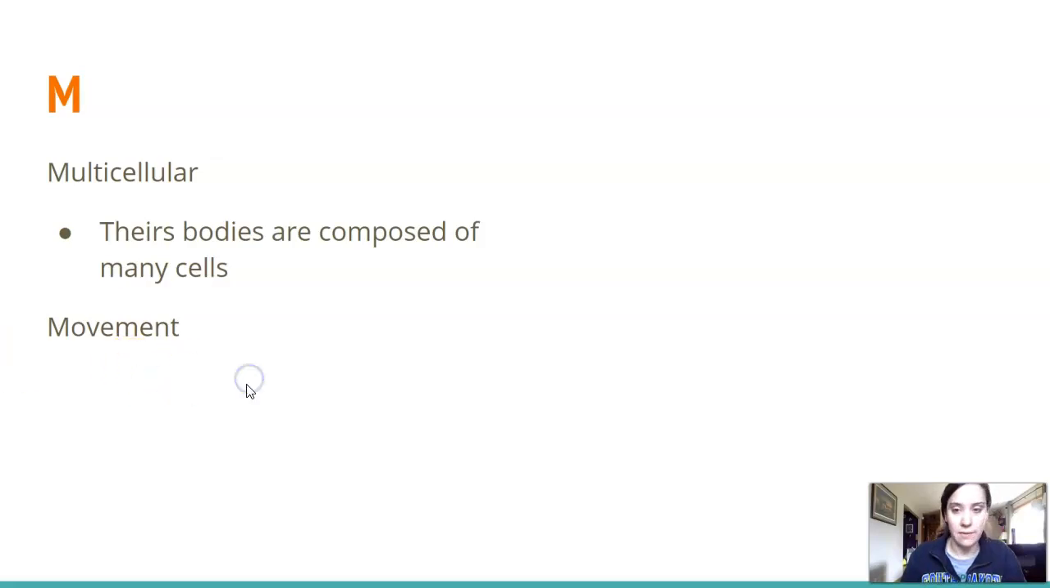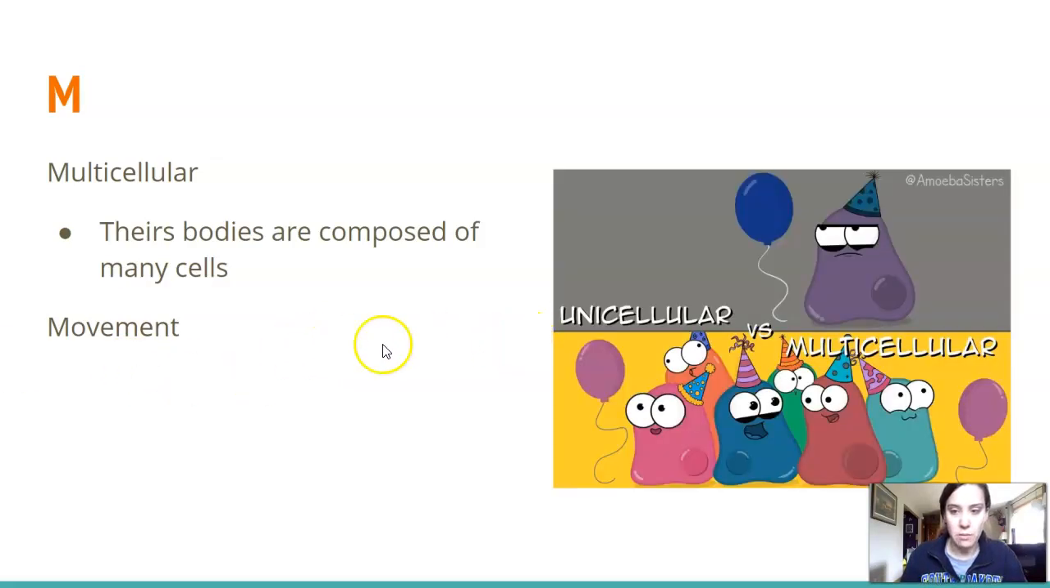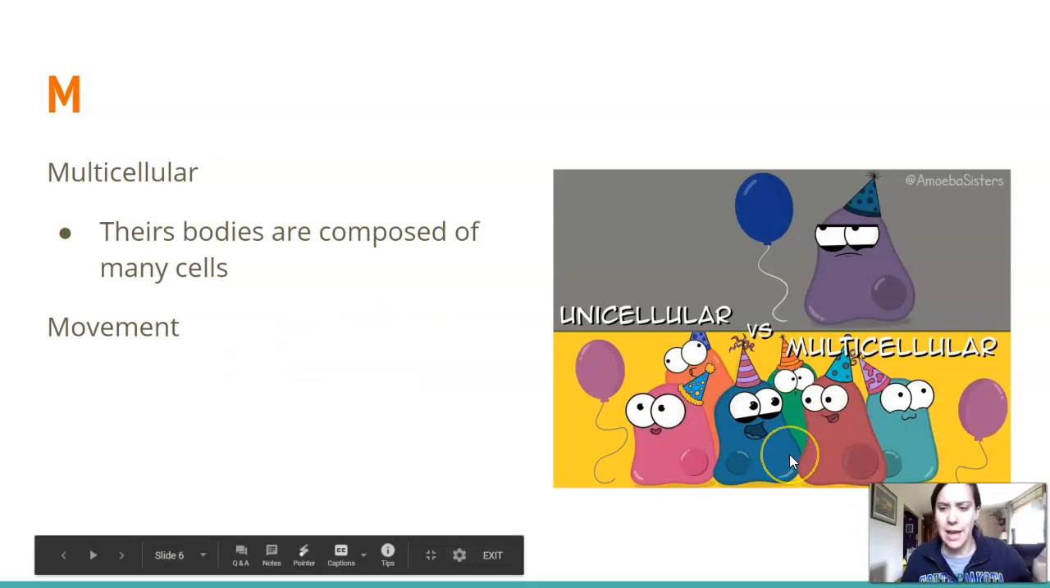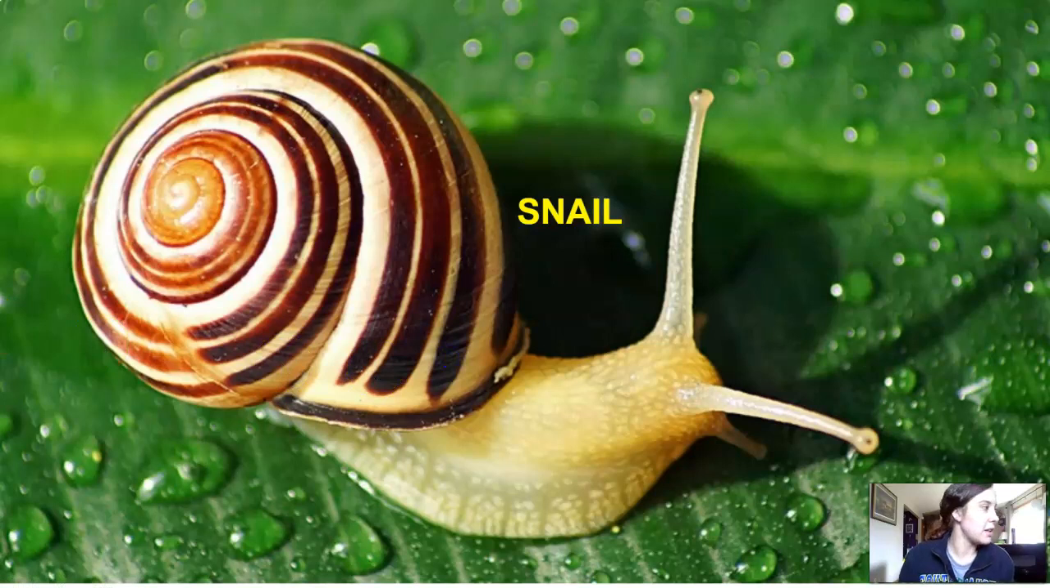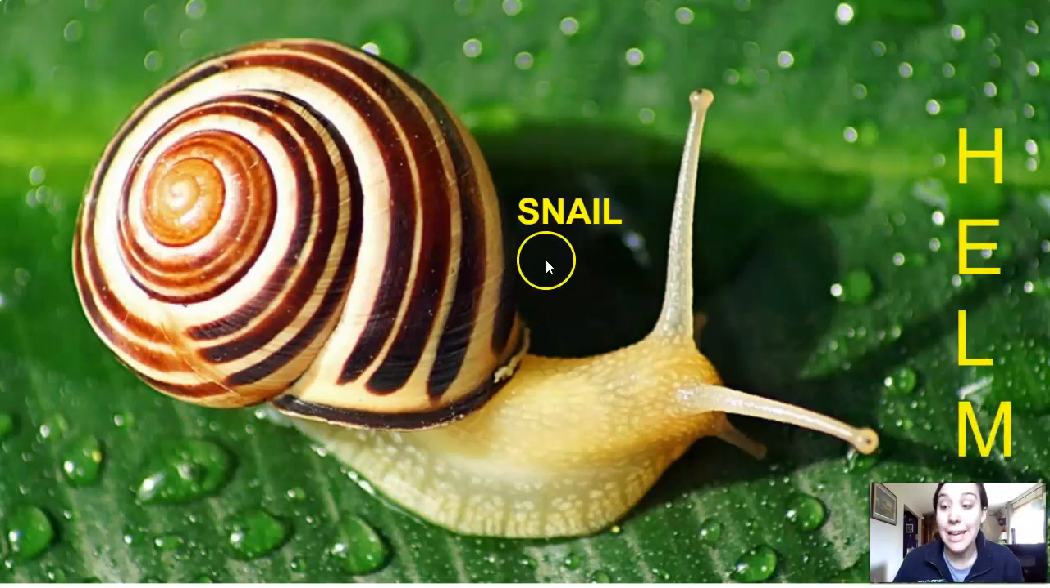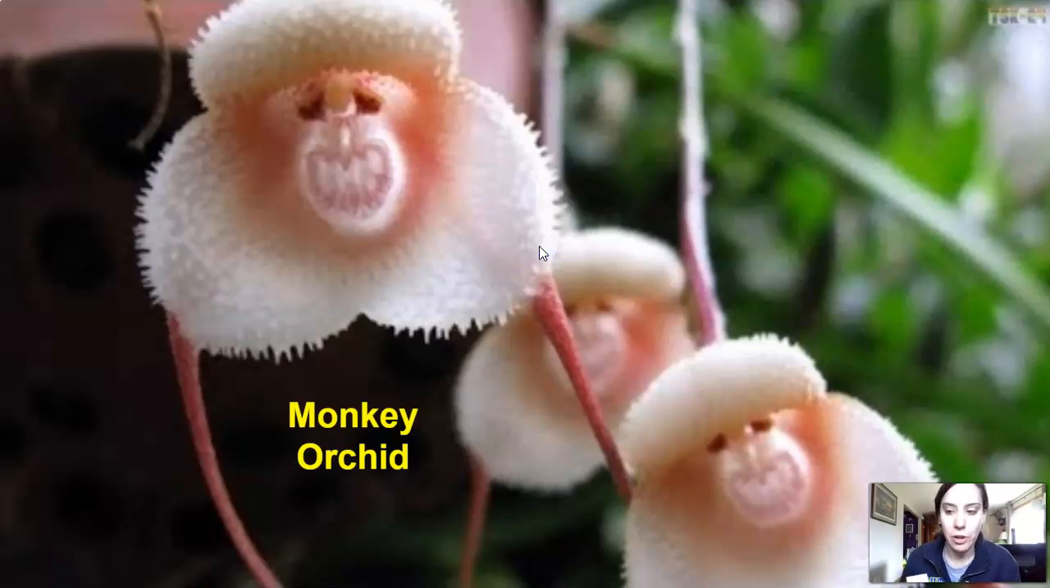So I have a picture that goes with that. So multicellular. So next is this snail. Now we're going to go through those letters, H, E, L, M. Snail. Is it heterotroph or autotroph? It is actually heterotroph. It doesn't make its own energy. It's eukaryotic. It lacks a cell wall, and it's multicellular. What does that say about a snail? It's an animal.